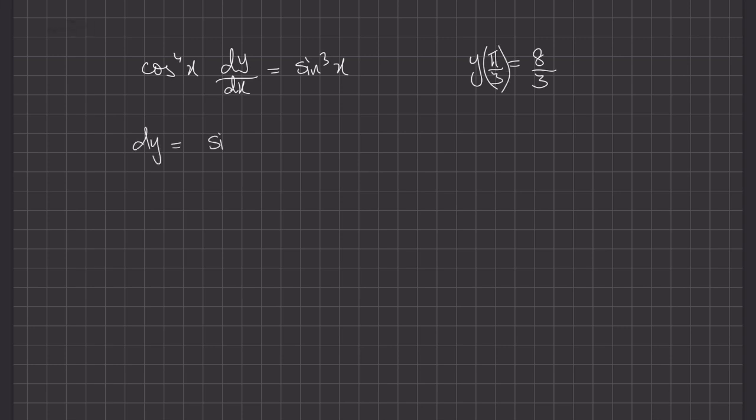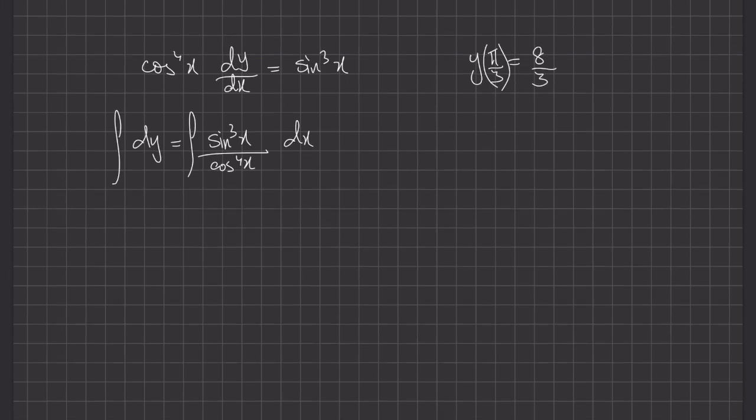Time for the most difficult question for today. cos to the power 4 of x times dy over dx equals sine cubed x, with the condition that y equals 8 over 3 when x equals pi over 3. As usual, we start by cross-multiplying. Now integrate both sides. The left side yields y, while the right side does not look that good.